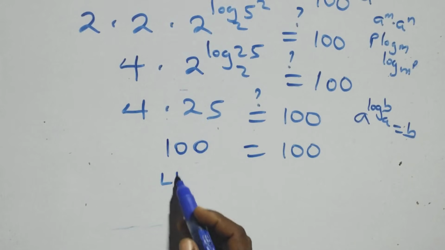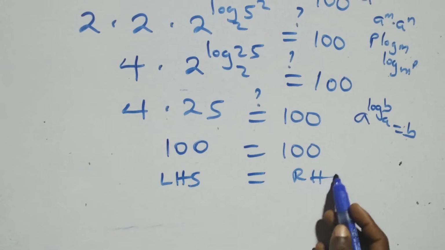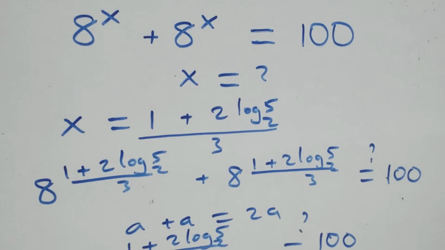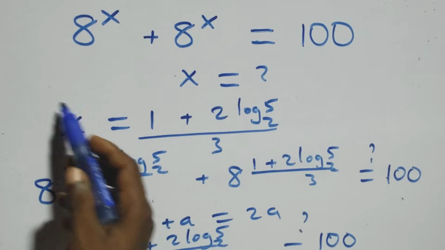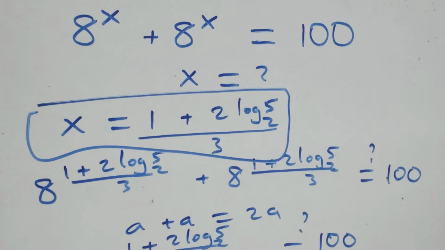That is, the left hand side equals the right hand side. And therefore, we conclude that x equals 1 plus 2 log 5 base 2 all over 3 satisfies this given problem.